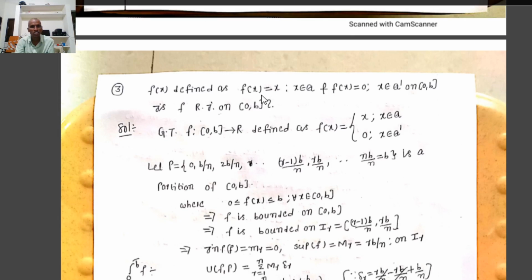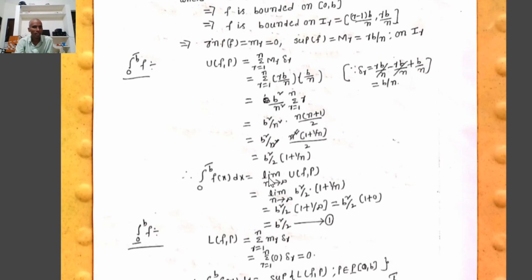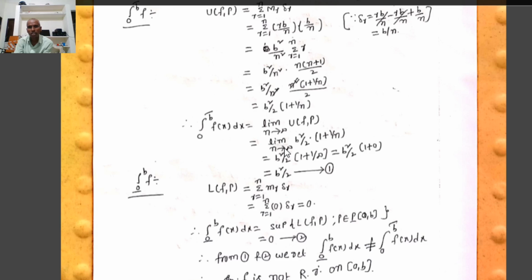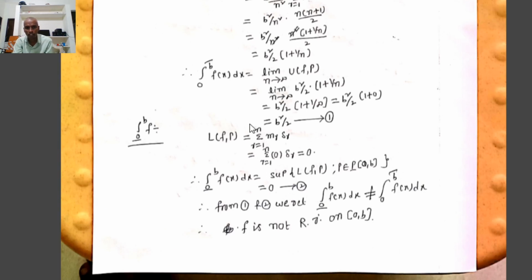Therefore the function f of x defined as f of x equal to x for x belonging to Q, and f of x equal to 0 for x belonging to Q dash, that is R minus Q, is not Riemann integrable on the closed interval 0 comma b. Similarly, you have to take any one function on any given interval. We have to find the lower Riemann integration, upper Riemann integration, and Riemann integration, and decide whether the function is Riemann integrable or not. Using similar problems, we can solve and decide whether any function is Riemann integrable or not. Thank you.